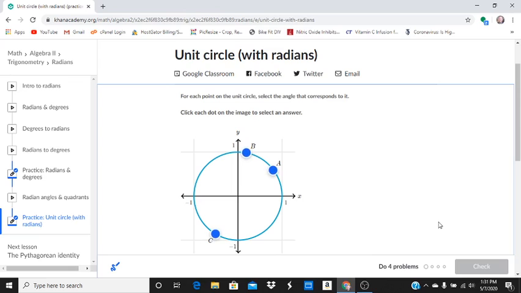Unit Circle with Radians. So let's take a look at this particular problem. All right, so it says for each point on the unit circle, select an angle that corresponds with it. Click each dot on the image to select your answer.